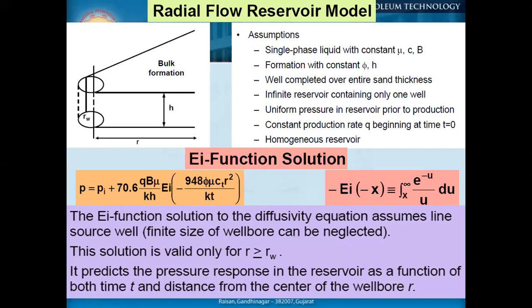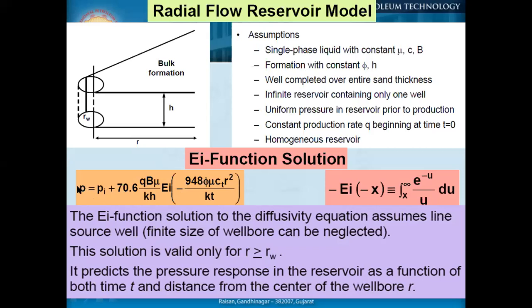Then, uniform pressure in the reservoir prior to production. We consider the pressure before production to be uniform, one pressure. Constant production rate, though we generally cannot follow a constant production rate due to many problems. And a homogeneous reservoir. With these assumptions, we solve the exponential integral function of the diffusivity equation by line source solutions.